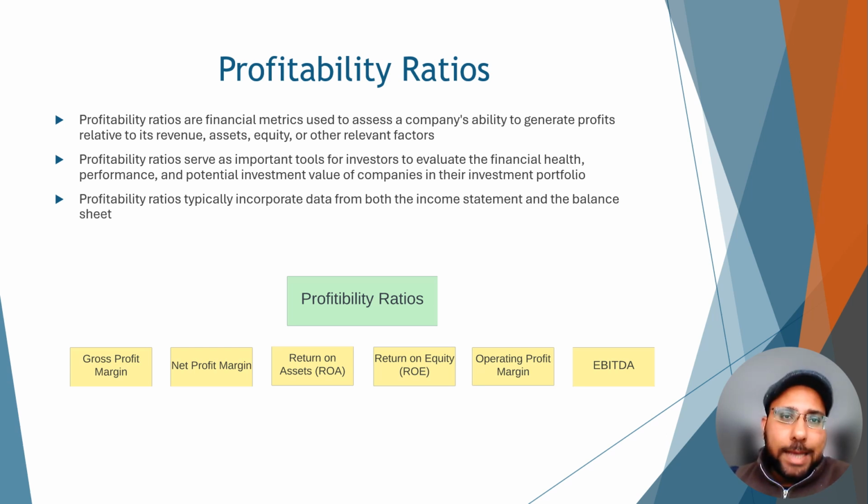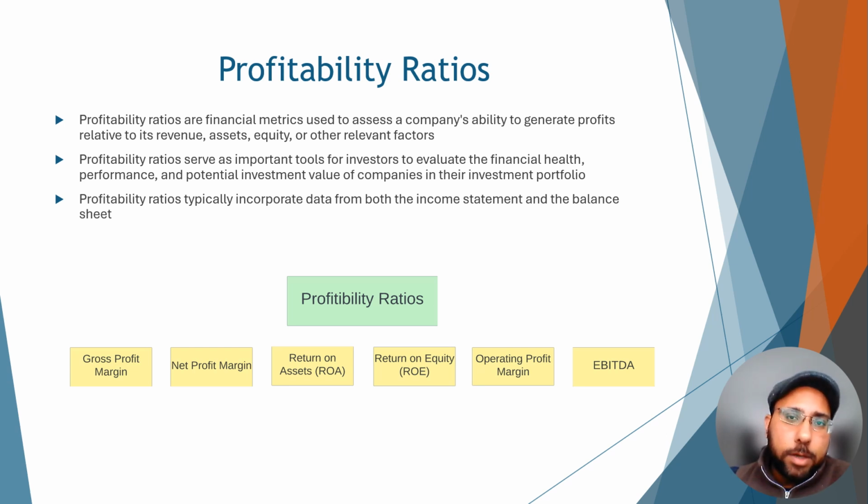Then you will have return on assets. This indicates how efficiently a company uses its assets to generate profit. Okay, and it is calculated by dividing net income by total assets. So remember, net income is the bottom figure in the P&L statement. Total assets is from your balance sheet. And then you've got return on equity. This measures how effectively a company generates profits from its shareholder investments or its equity. So it's a case of dividing net income by shareholder equity.